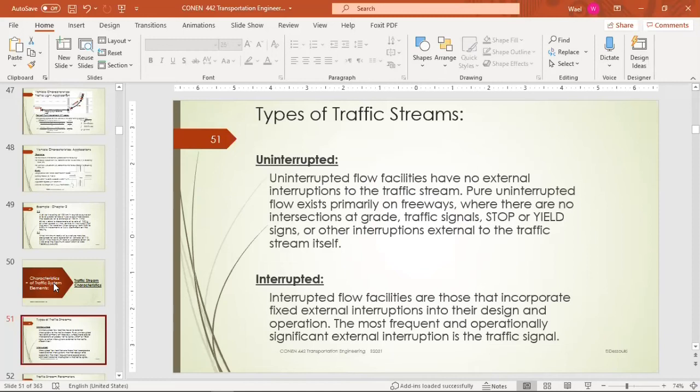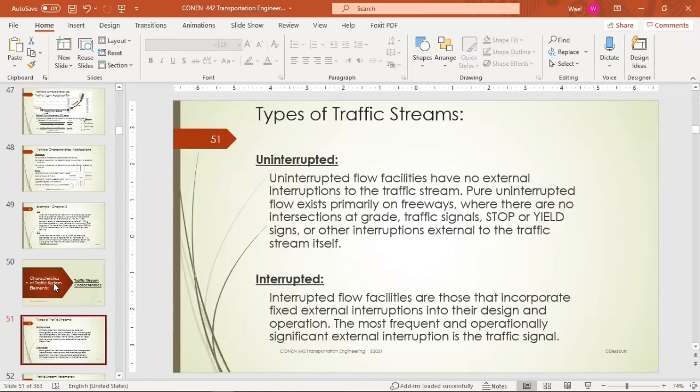That's the definition, as you can see, and uninterrupted flow facilities have no external interruptions to the traffic stream. Pure uninterrupted flow exists primarily on freeways where there are no intersections at grade, traffic signals, stop, yield, and so on. Interrupted. If we look at King Fahd Highway, this is the freeway. For most part, you can consider this as uninterrupted traffic stream. If we look at any highway or any road in the city or Khobar, it's interrupted.